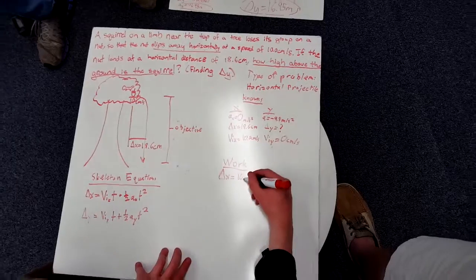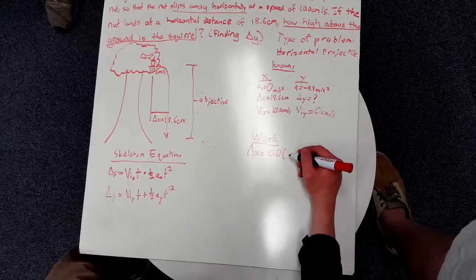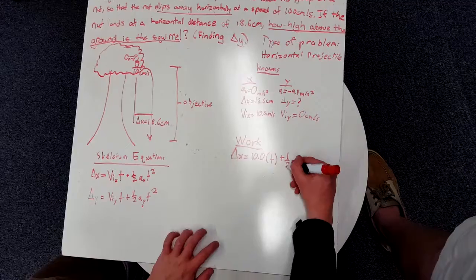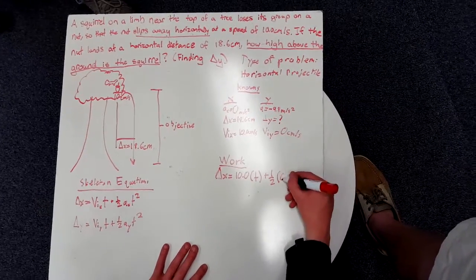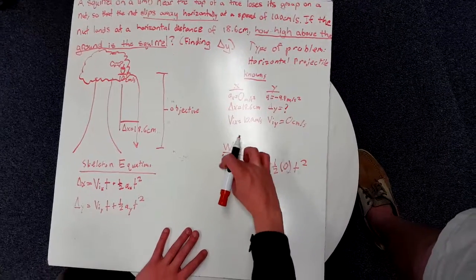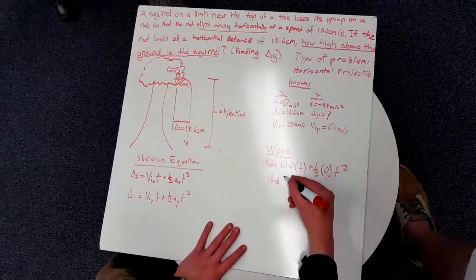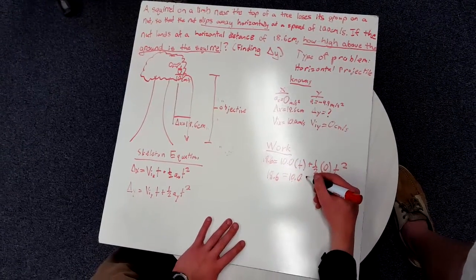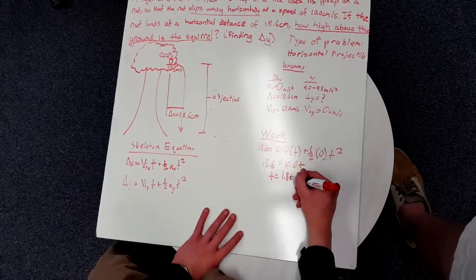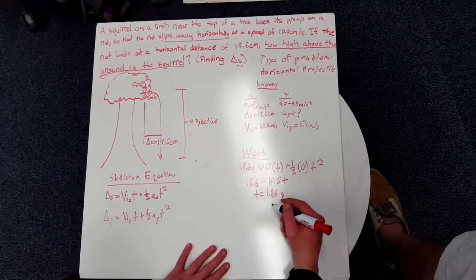Now that we have identified the correct equations, we can plug in the knowns. First, we need to use the displacement x formula to find the time, since we know displacement x equals 18.6 centimeters and initial velocity equals 10 centimeters per second. We then divide 18.6 by 10 to find the time of 1.86 seconds.